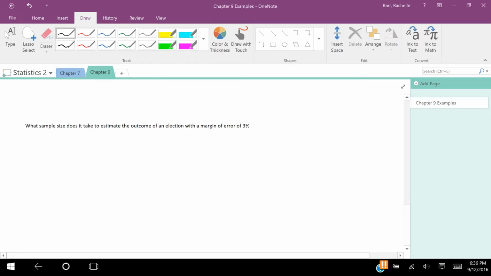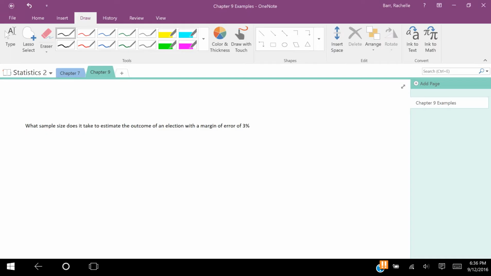So today I'm going to show you a more detailed example about how to do the margin of error business and figure out sample size, because example number 2 had that at the end, and it was a little more rough than what I would like. Okay, so I have set up this sample size for an election with the margin of error 3%.